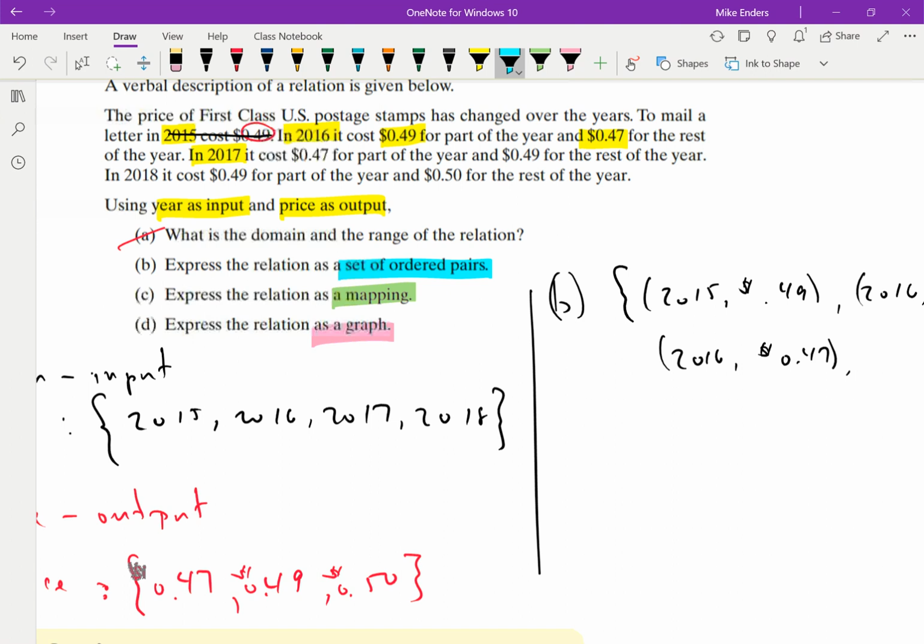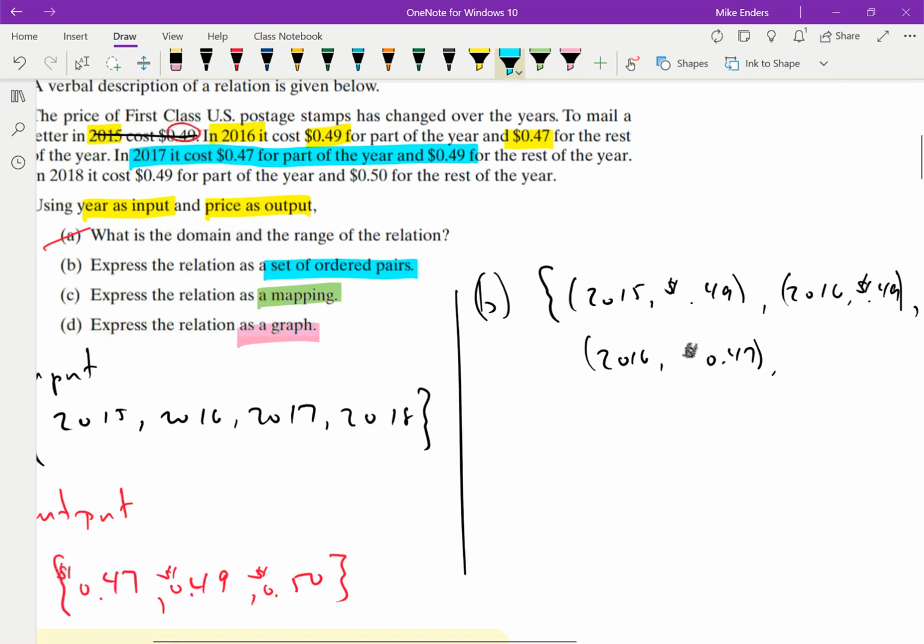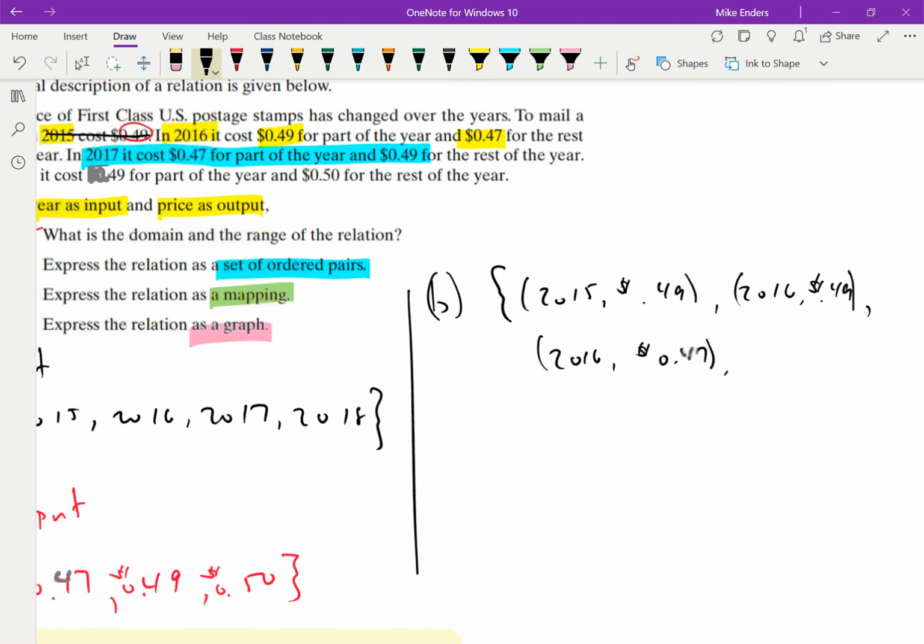Then in 2017, let's see here. So 2017 we had 47 cents and 49 cents. So we'll go ahead and list those. So in 2017, we had 47 cents. Also in 2017, we had 49 cents.